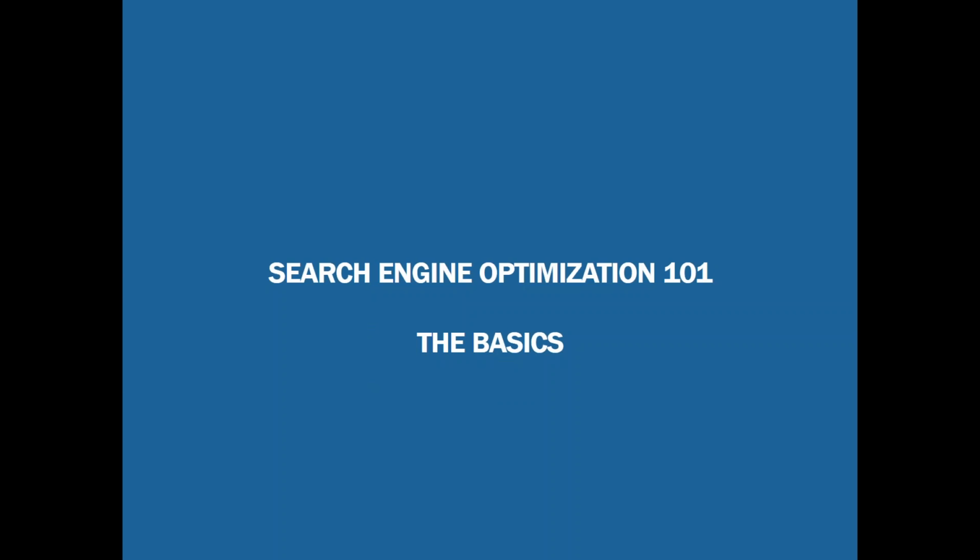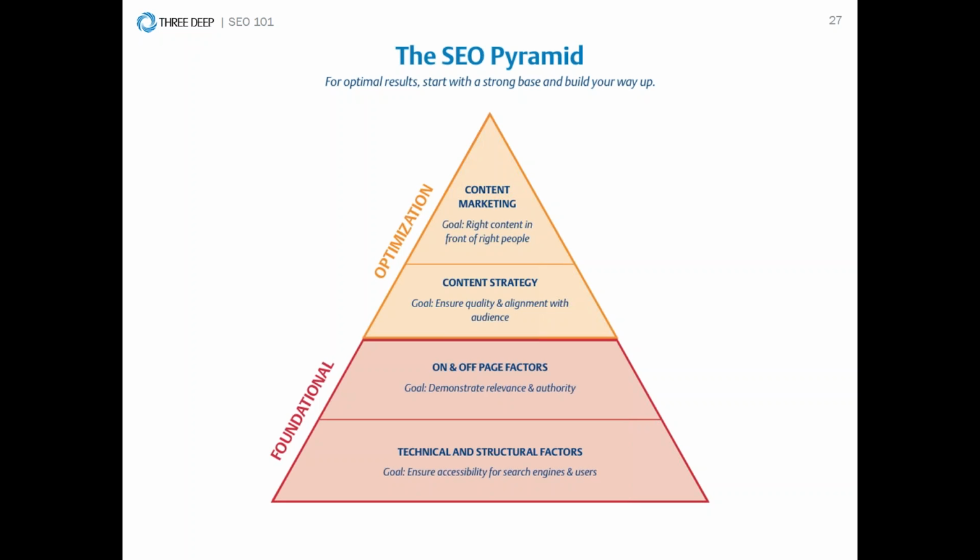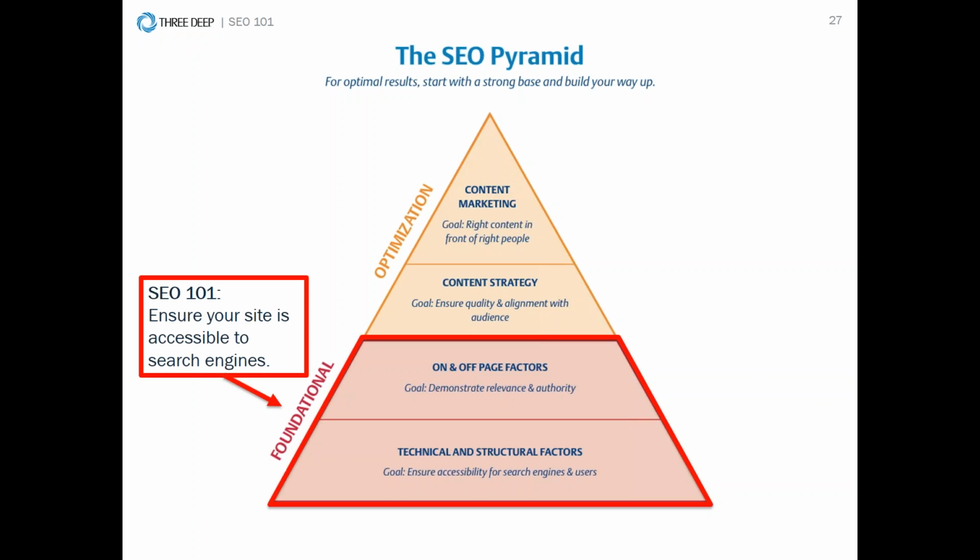All right, so let's get into the course today, the basics here of SEO 101. This here's a visual of how we approach SEO at 3D. SEO 101, and what we're going to be talking about today, is ensuring that your site is accessible to search engines and human users. And that really happens down at that foundational level of the pyramid. These are the technical and structural factors of your website, as well as some of the on and off page factors that demonstrate relevance and authority. And I want to walk you through a number of different examples here in this layer.